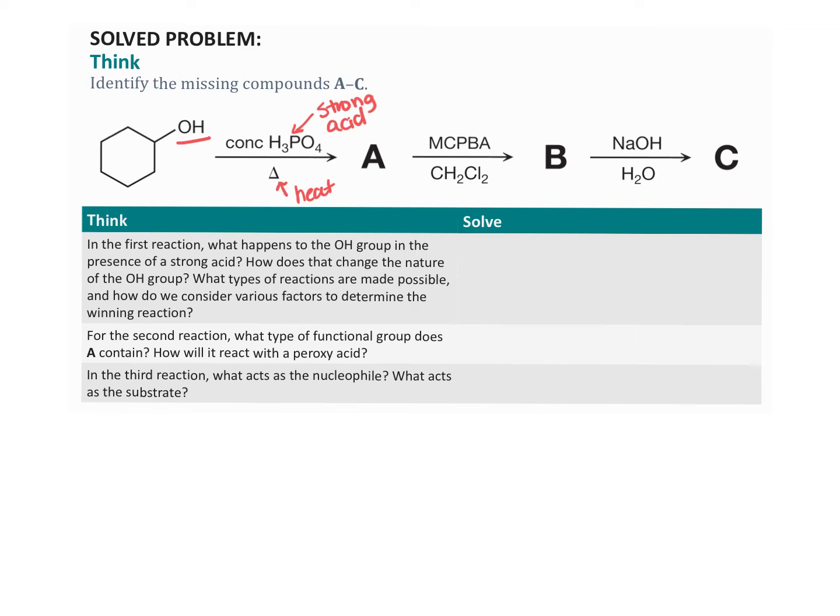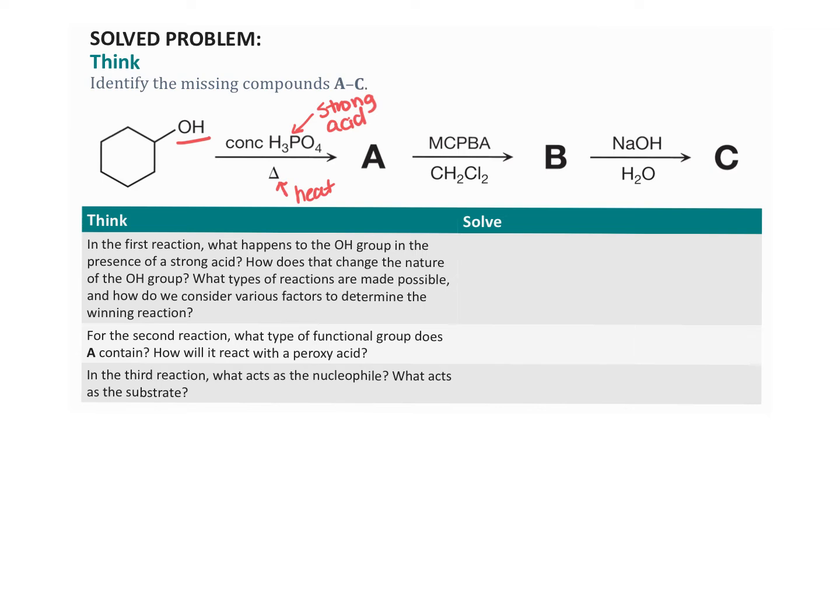So when we think through this, a strong acid is going to protonate the OH to make it OH2+, which is a fabulous leaving group, right? And so that means that protonated alcohol can act as a substrate in an SN2, SN1, E2, E1 competition. So you have to use the information that we learned in the last semester about those competitions.